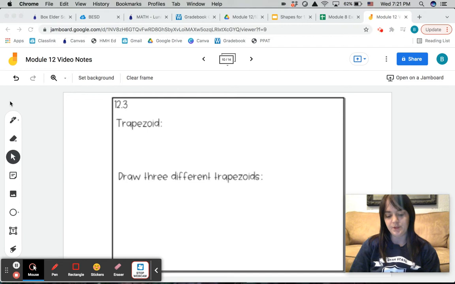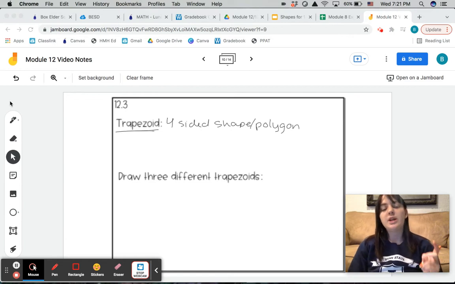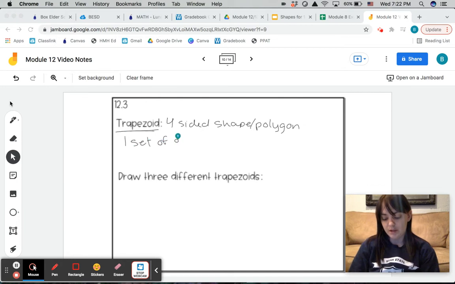Trapezoids, so this is how you spell trapezoid right here. A trapezoid is a four-sided shape. Another word for shape is a polygon, so a four-sided shape or polygon. A trapezoid has to have four sides, only four sides, and just like a parallelogram has two sets of opposite parallel lines, a trapezoid only has one set of opposite parallel lines.